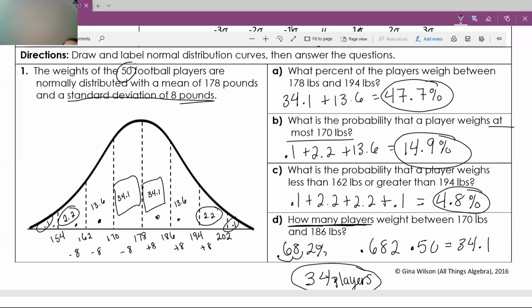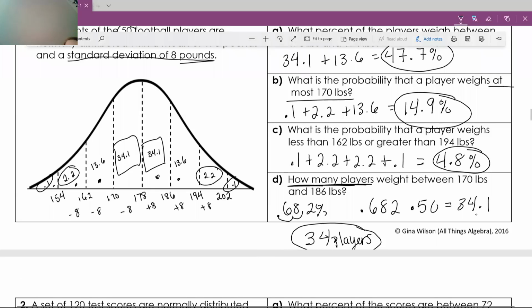So you need to know your percentages for the curve, figure out your numbers for the line, starting in the middle with the mean, adding or subtracting standard deviations, and then add together all of your sections for whatever the question's asking.